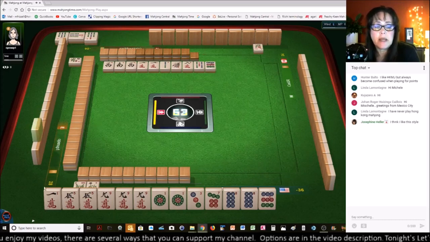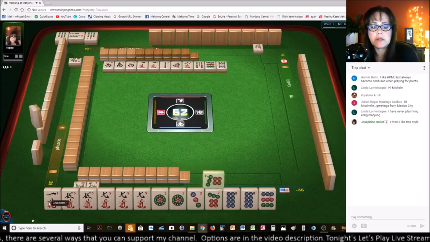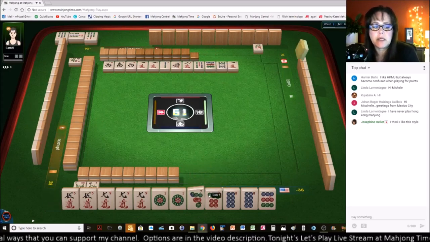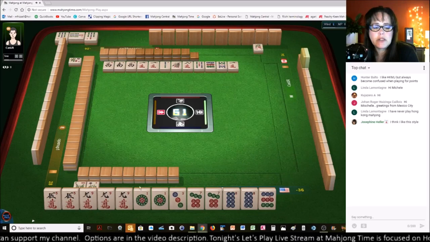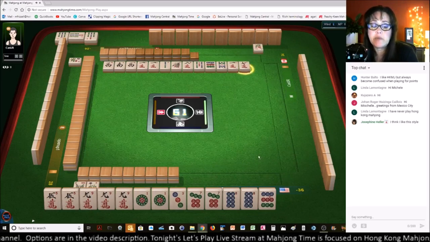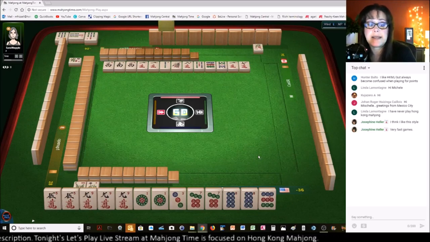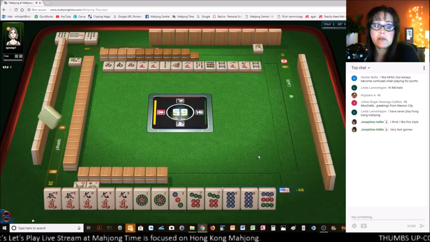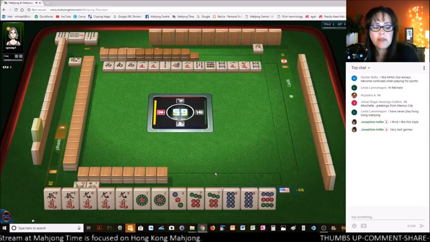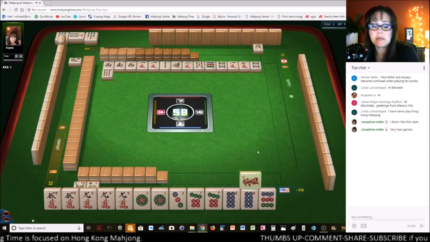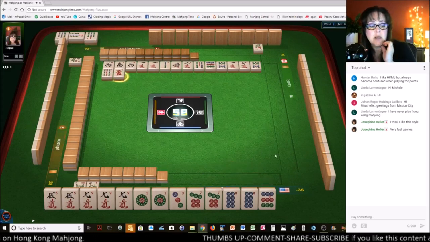9 dots. And then we need to pair up. This one crack will be a good discard. Okay, there's another one. Now we have 1, 2, 3, 4, 5 pairs. If we get one more pair, we could play 7 pairs, which is a four fan hand.